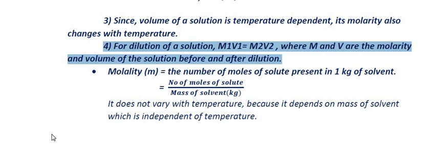Now suppose you have a more concentrated solution and you have to prepare a dilute solution from it, then this formula will be used. For dilution of a solution, M1 V1 = M2 V2, where M and V are the molarity and volume of the solution before and after dilution. This formula you also have to remember whenever you have a numerical involving dilution of a solution. The formula will be used to calculate the molarity of the solution for a given volume.